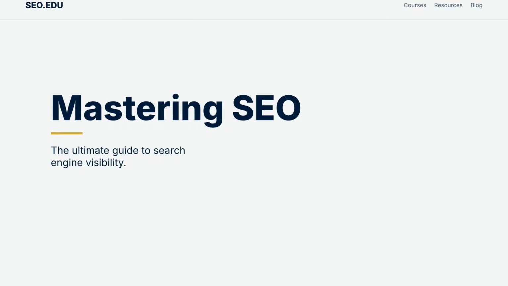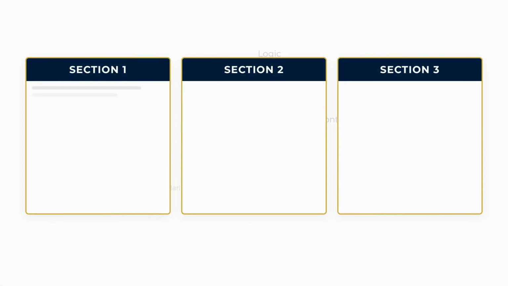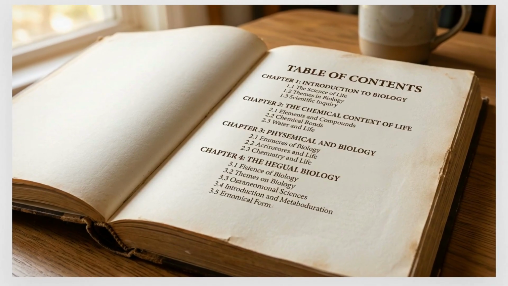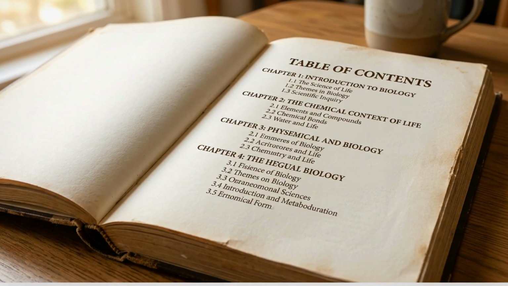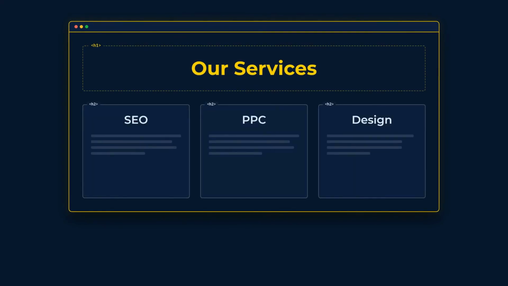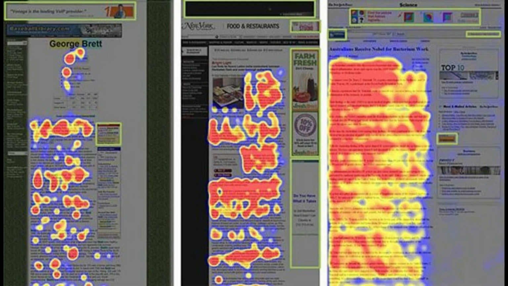Another important part of page optimization is using headings. Headings organize information into sections, making content easier to read. Think about a textbook. It has chapter titles, section headings, and subheadings that help students find information quickly. Websites should work the same way. The main heading introduces the topic, while smaller headings break content into manageable sections. Since many people skim web pages instead of reading every word, good headings help visitors find what they need faster.